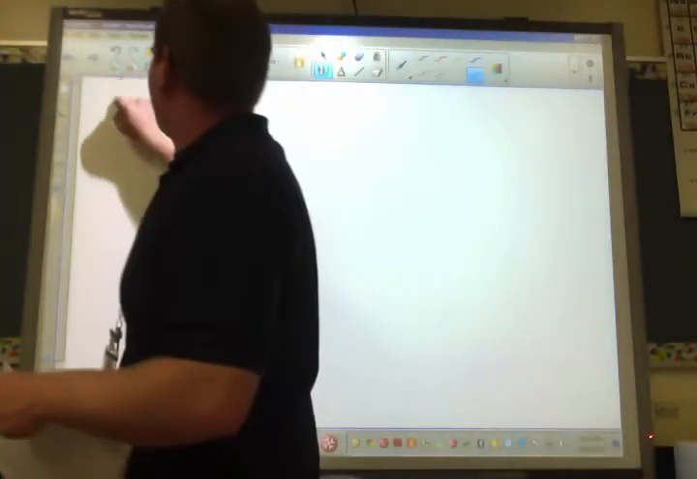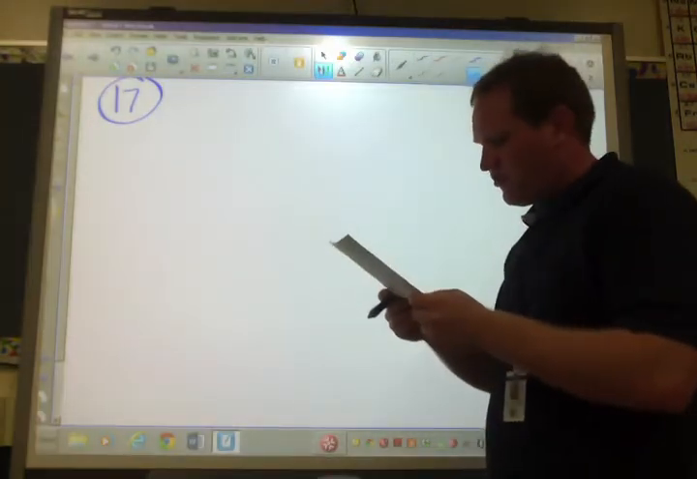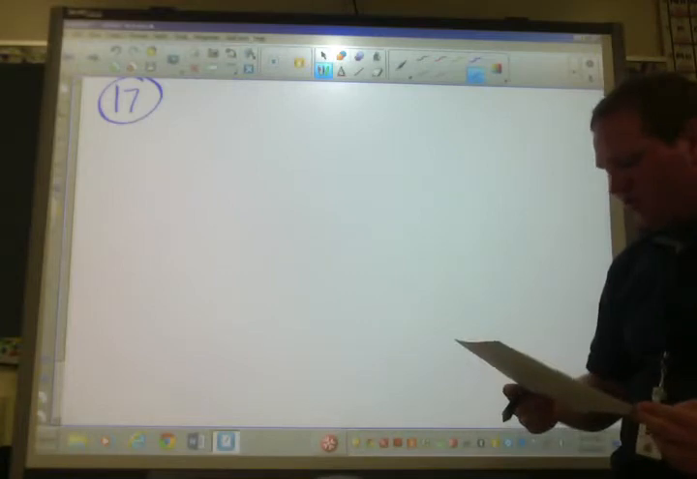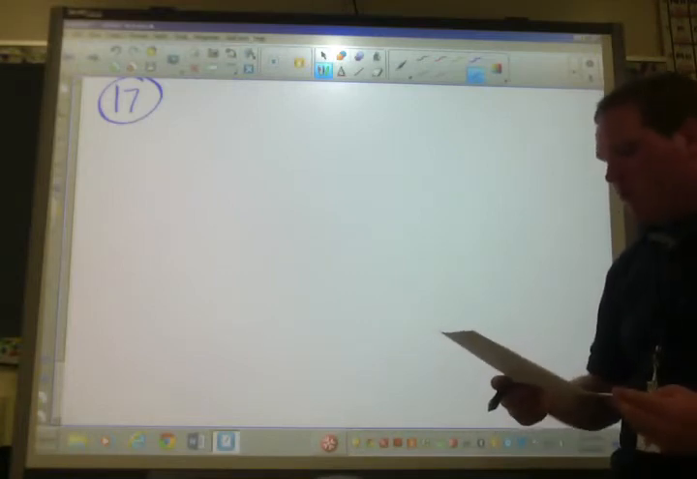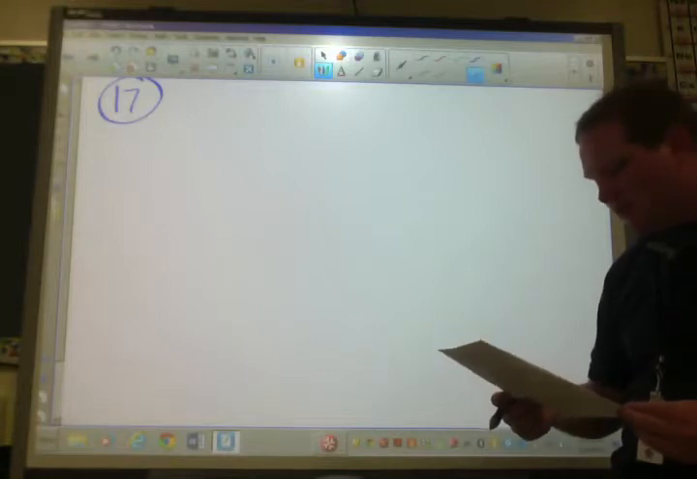Number 17. Describe the relative mass and charge of the following. Okay, protons have a positive charge, neutrons have no charge, and electrons have a negative charge. Protons and neutrons are about the same size, and electrons are about 1,800 times smaller.